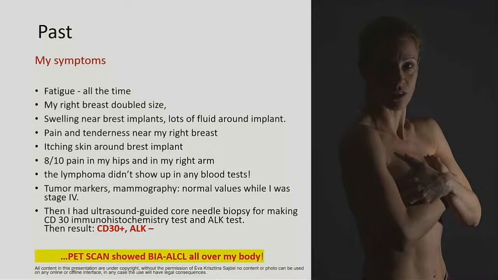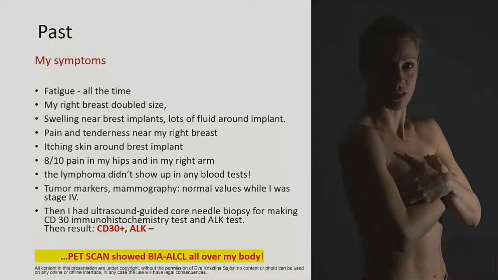My right breast doubled in size, which was not comfortable at all because I couldn't wear my bra, and it was not nice, and it was weird. Swelling, lots of fluid around the implant. I had pain and tenderness near my right breast, and it was itchy all around the implant.